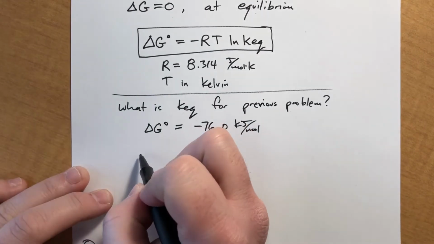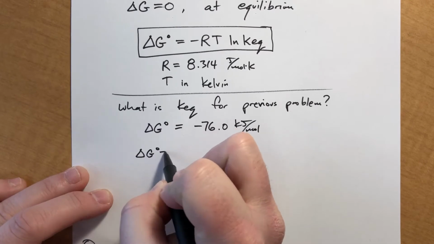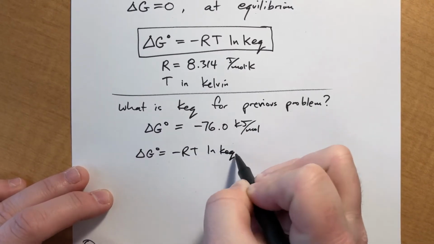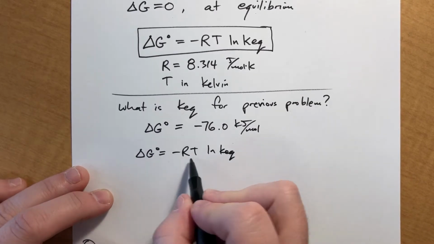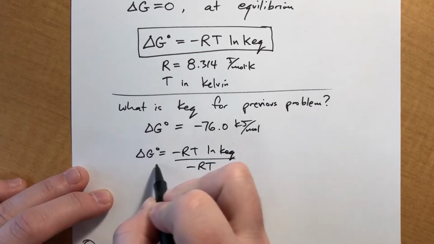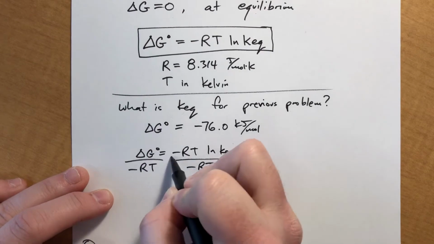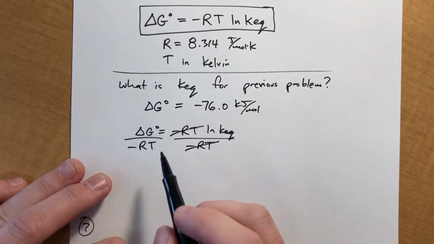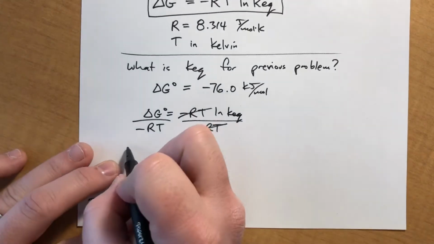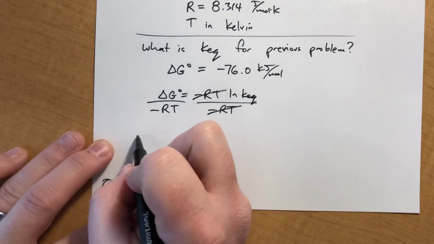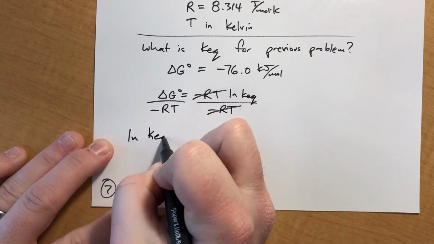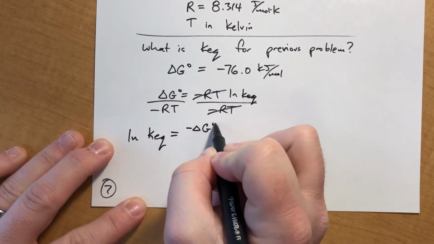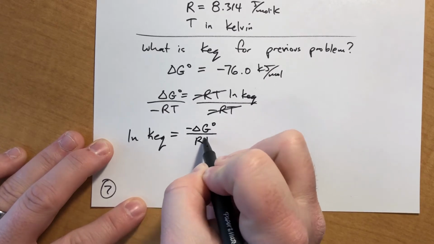So delta G at standard conditions equals negative RT times the natural log of Keq. We are trying to solve for Keq, so I'm going to divide negative RT off of both sides. That leaves us with the natural log of Keq equals all this stuff. I'll rewrite this over here: the natural log of Keq equals negative delta G divided by RT.